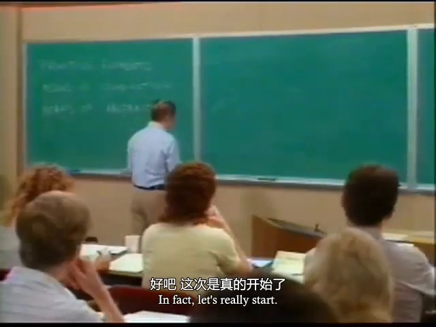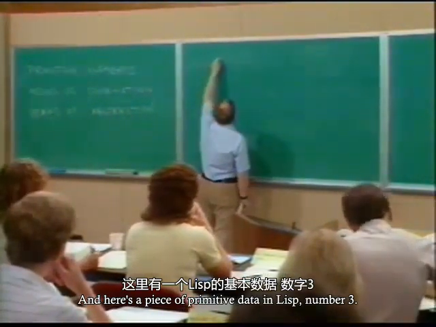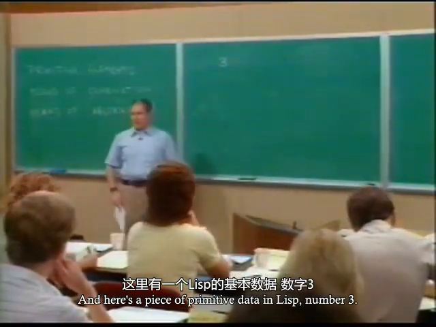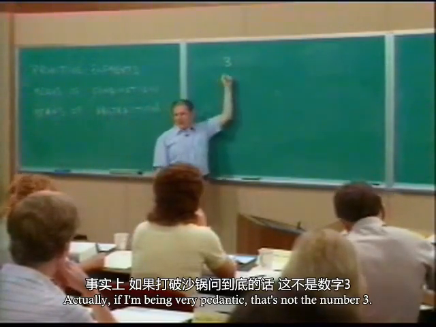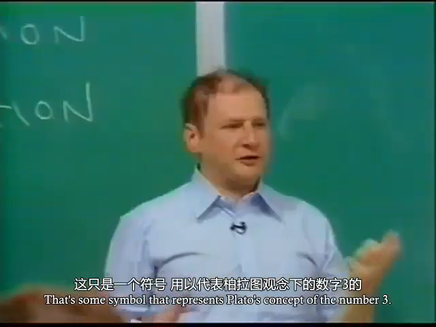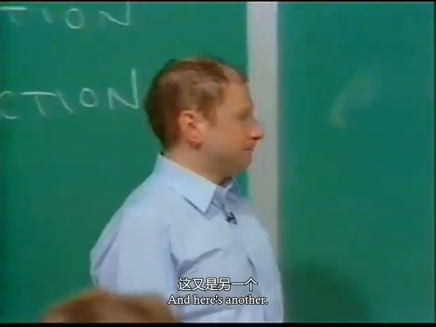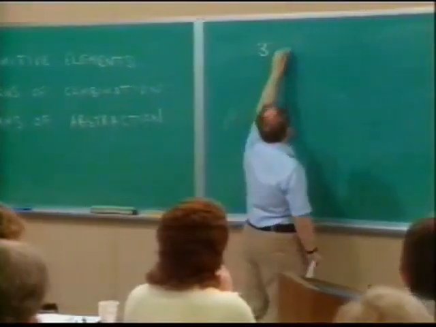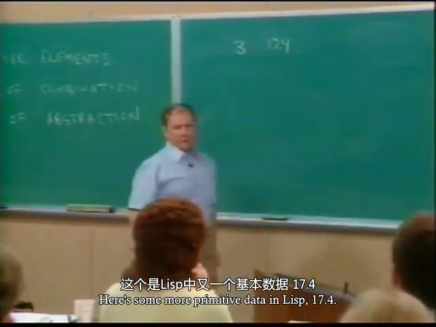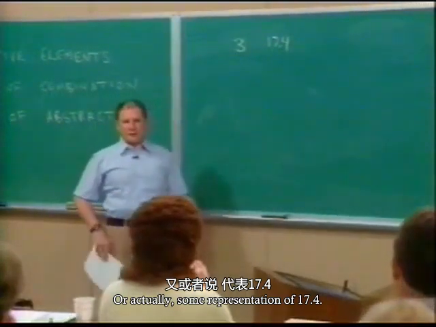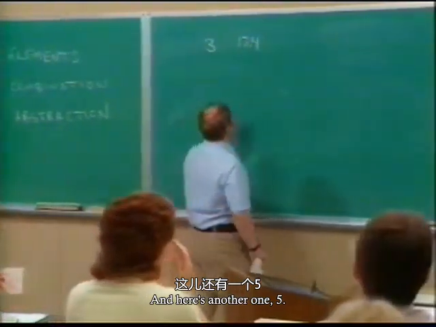In fact, let's really start. Here's a piece of primitive data in Lisp: the number 3. Actually, if I'm being very pedantic, that's not the number 3. That's some symbol that represents Plato's concept of the number 3. And here's some more primitive data in Lisp: 17.4, actually some representation of 17.4. And here's another one, 5.